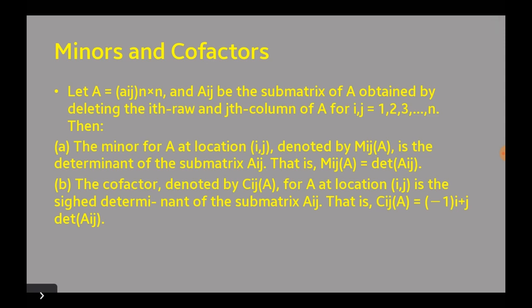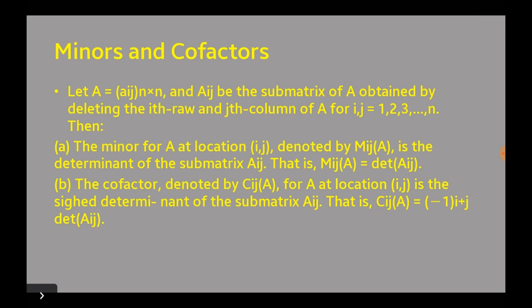Minors and cofactors. Let A equal (aij), an n times n matrix, and let Aij be the submatrix of A obtained by deleting the ith row and jth column of A, for i, j equal to 1, 2, 3, up to n. Then first, the minor of A at location ij, denoted by Mij, is the determinant of the submatrix Aij, that is Mij equals the determinant of Aij.